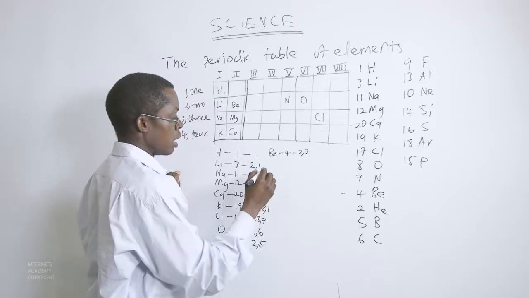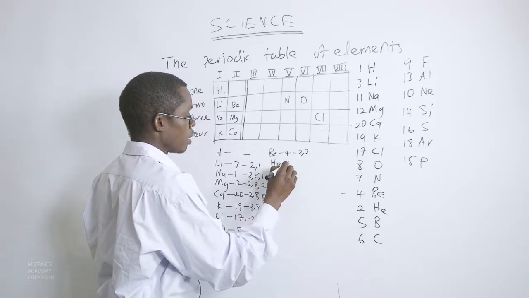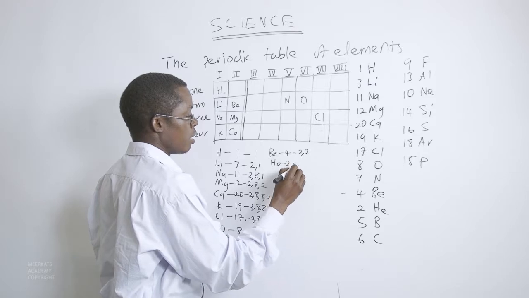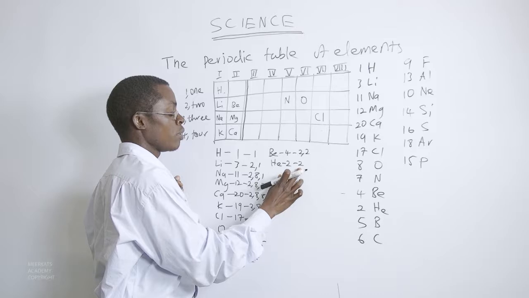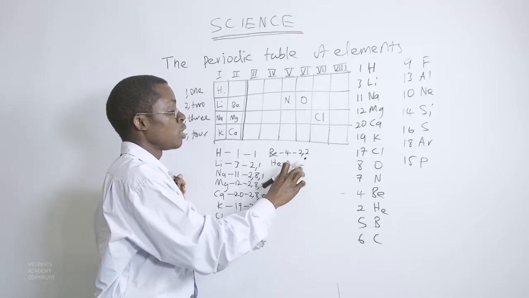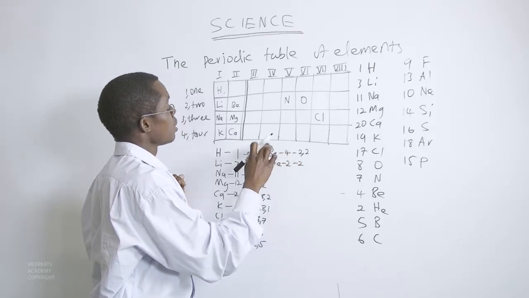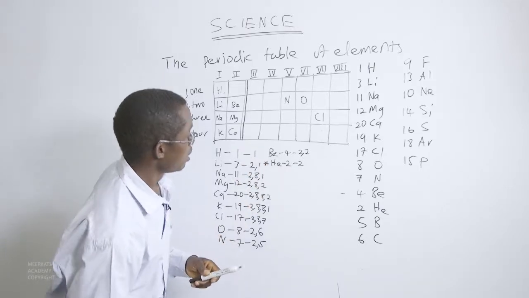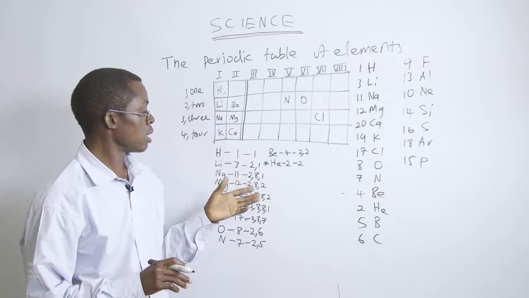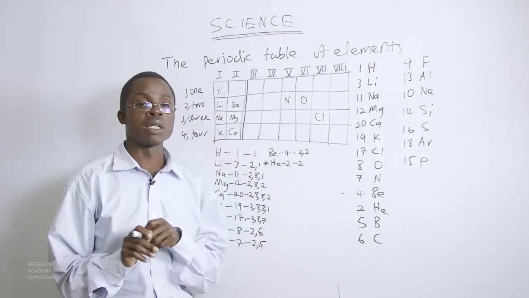Next is helium, which has 2. And first energy level 2. And they are all done. So how many energy levels? 1, outermost 2. This is a point of concern. And I need us to understand the concept behind this.